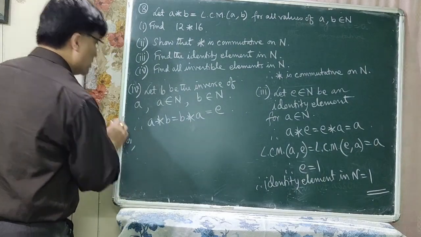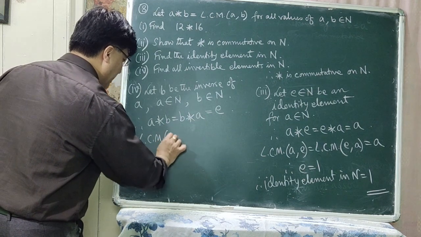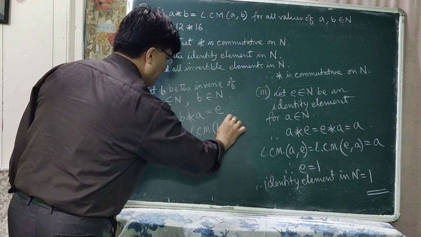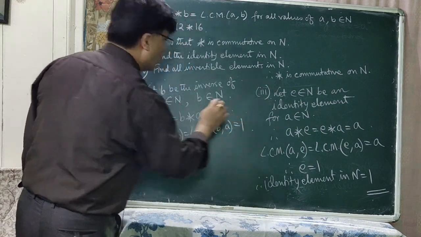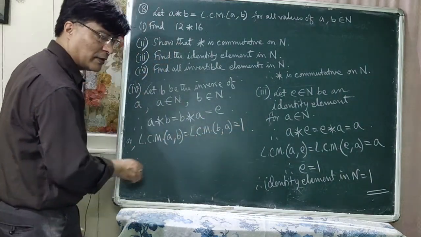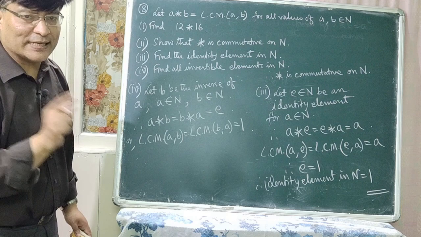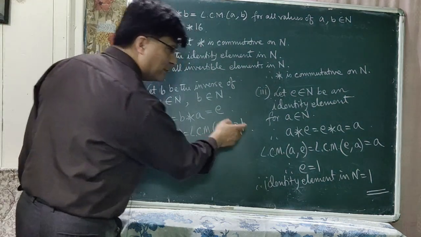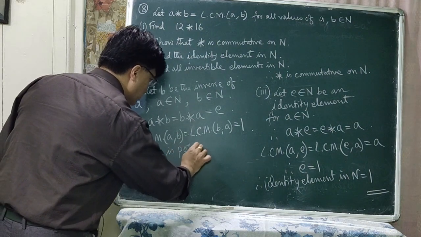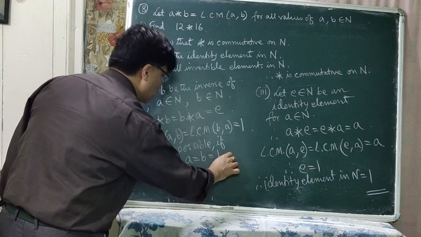Okay. So now what is A star B? It is defined as LCM of A comma B is equal to LCM of B comma A is equal to, what is the identity element here? 1. So if LCM of A comma B is 1 or LCM of B comma A is 1, when is this possible? When A is equal to 1 and B is equal to 1. This is possible if A is equal to B is equal to 1.